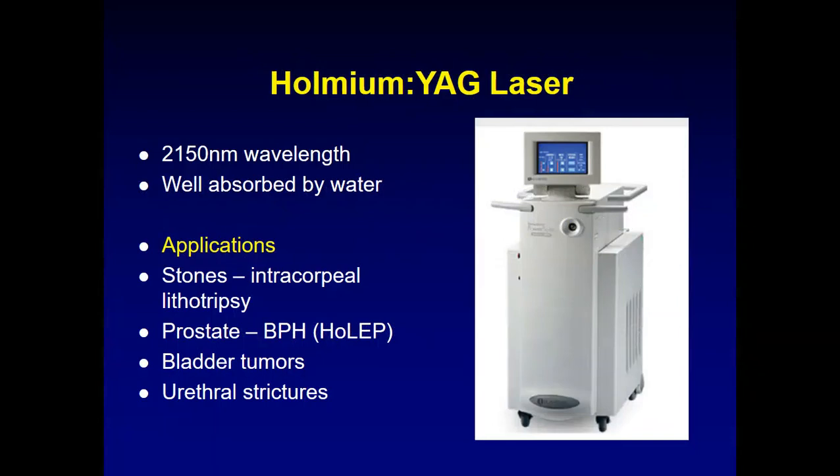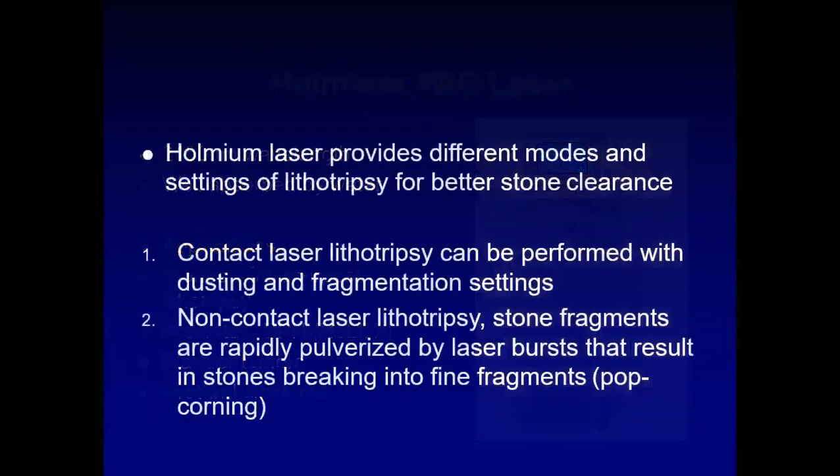This is how the machine looks. This is the holmium YAG laser machine, and these are the applications: stones, intracorporeal lithotripsy, prostate, HoLEP. HoLEP stands for holmium laser enucleation of prostate. Yesterday you saw the slides, the videos as well. Bladder tumors and urethral strictures.